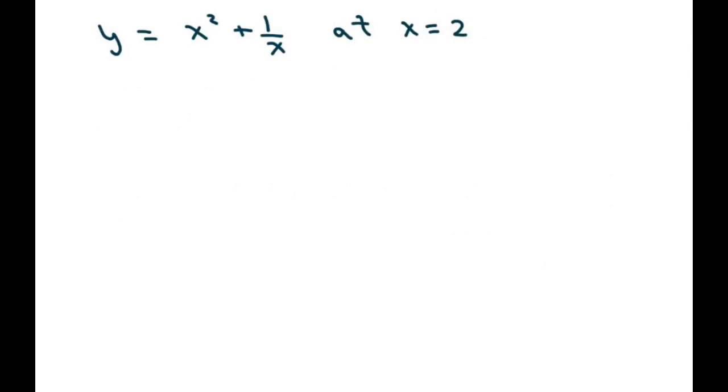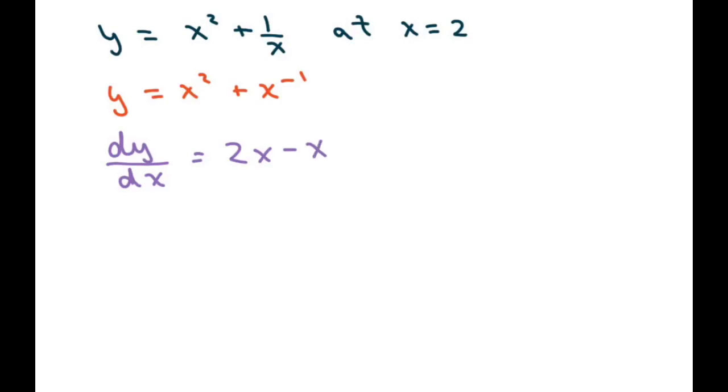The next one is this one, and the first thing I want to take care of is my properties of exponents here. So I'm going to rewrite this as y equals x squared plus x to the -1. I'm going to go ahead and differentiate my y with respect to x. That's going to be 2x minus x to the -2. And you can simplify there, but since we're just finding the gradient, I'm going to leave it like this.